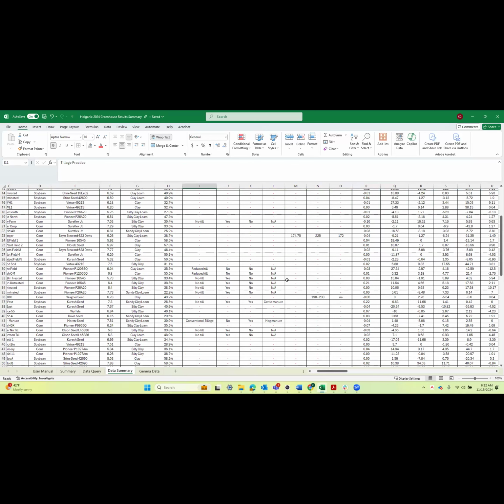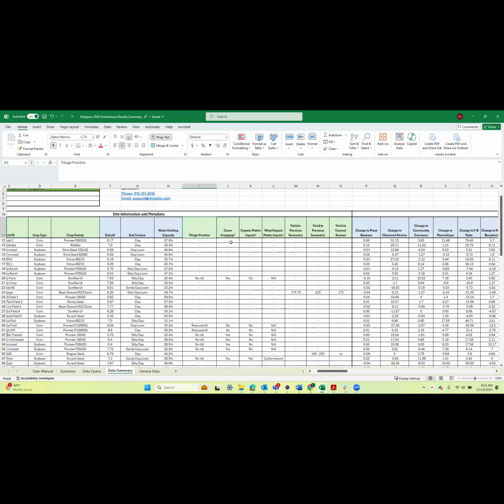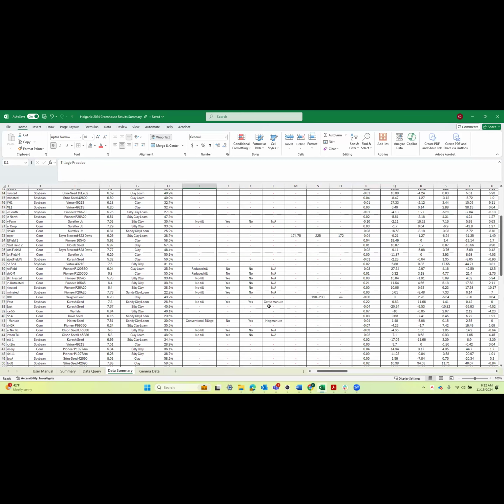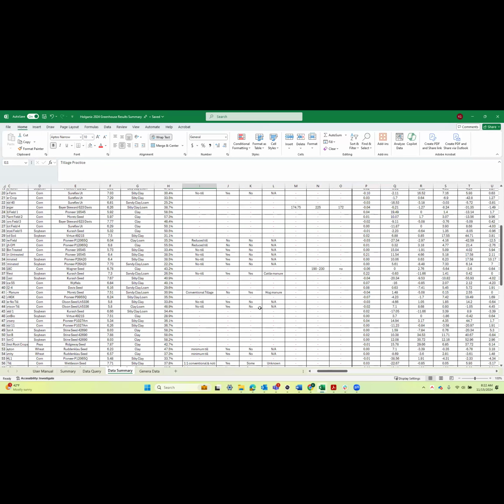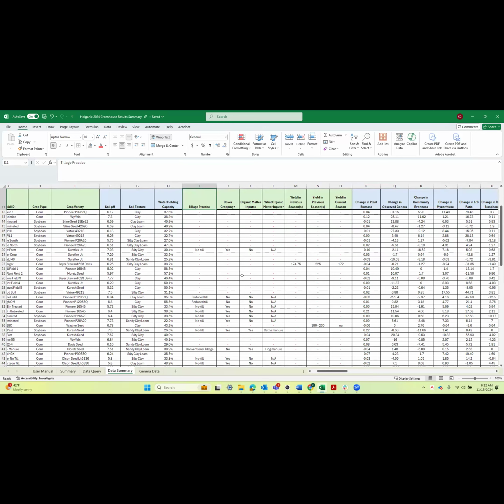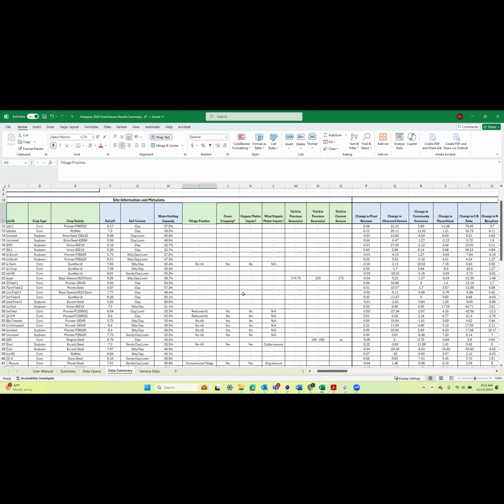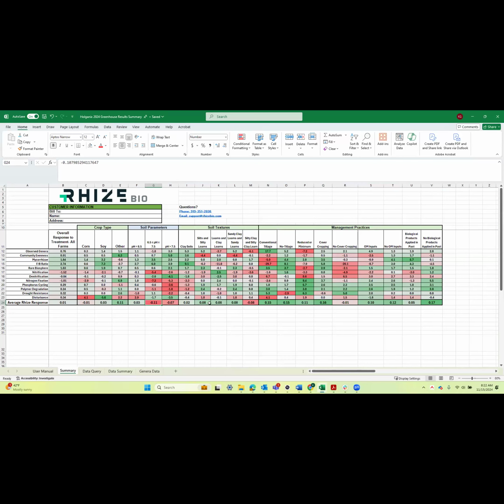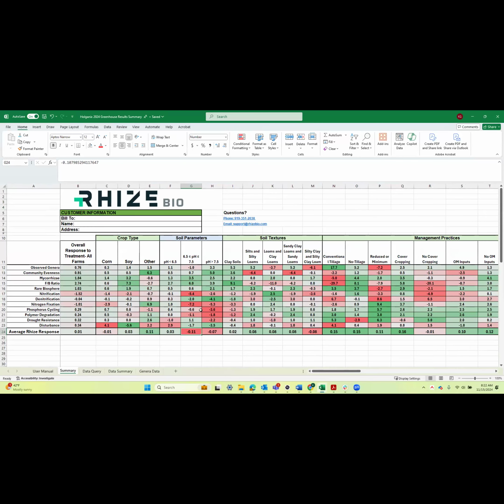Obviously, we can't ask for yield before people get a chance to harvest. So we're still trying to fill this out, and this will be something where we'll be reaching out to everyone on the call over the next few weeks as we fill this out. But what this does is allow us to, and forgive the Christmas colors here, anything green is going to be a positive response, and anything red is going to be something that responded negatively.